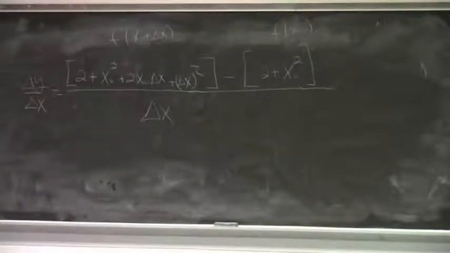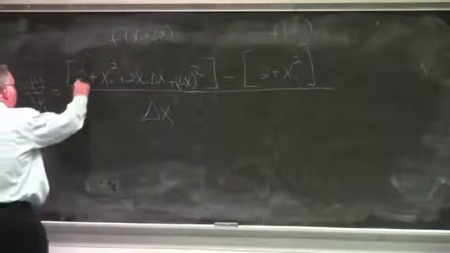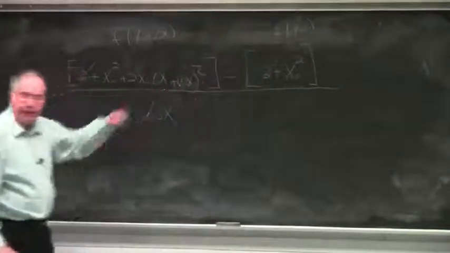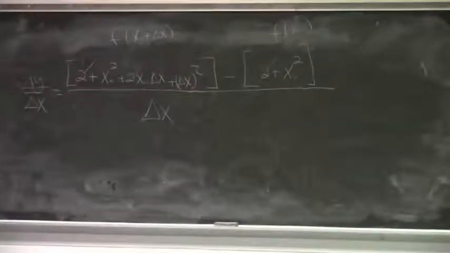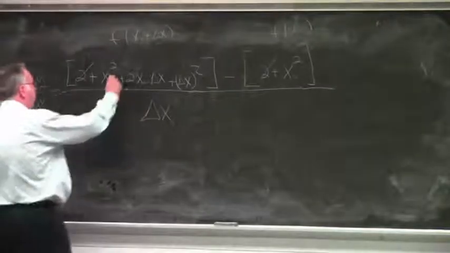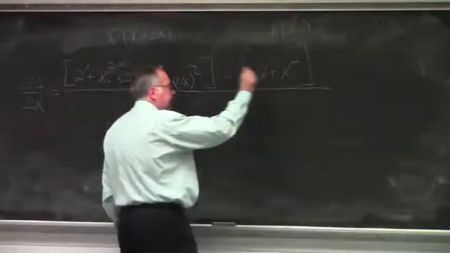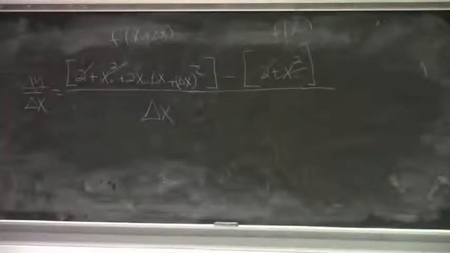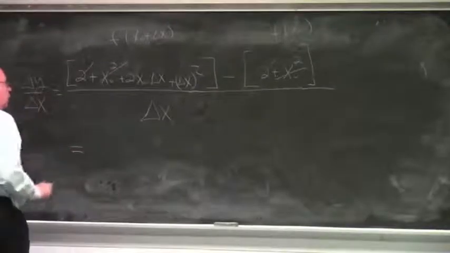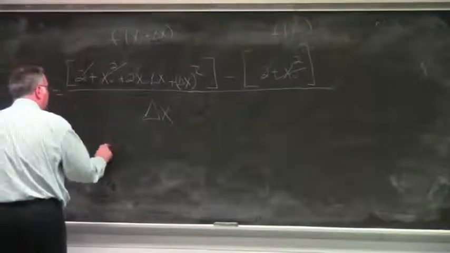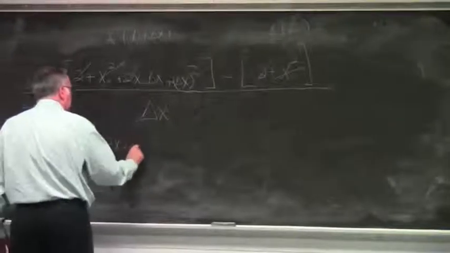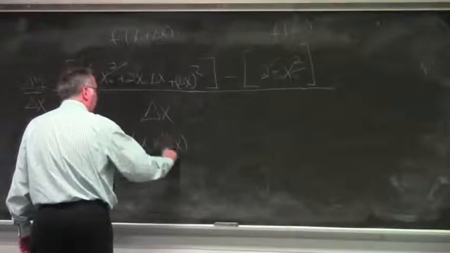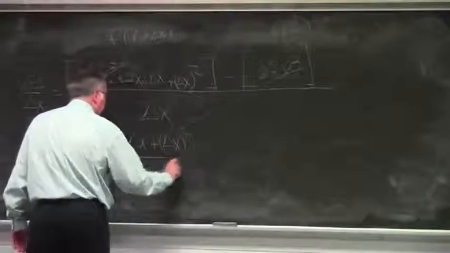Now let's simplify that numerator. Notice we got a 2 minus a 2 when we carry that minus sign through. And we also have x sub 0 squared minus x sub 0 squared when we carry that minus sign through. So then our numerator simplifies to 2 x sub 0 delta x plus delta x squared, divided by delta x.